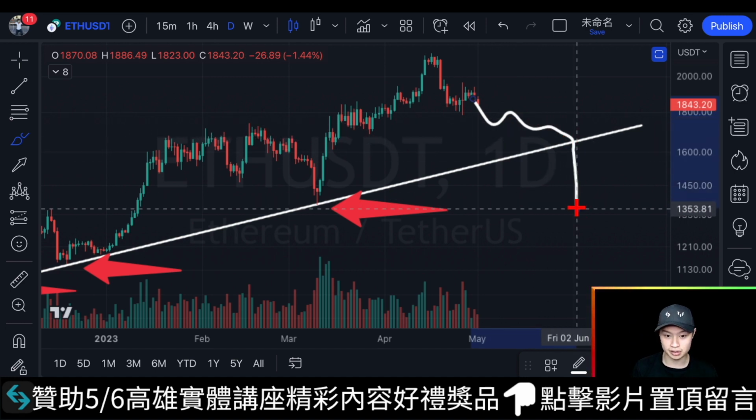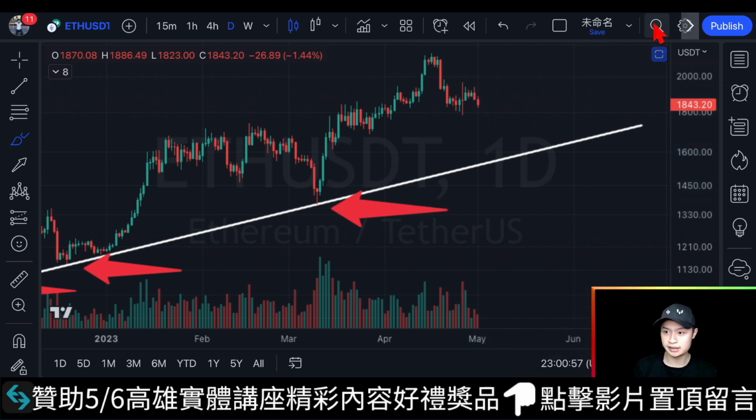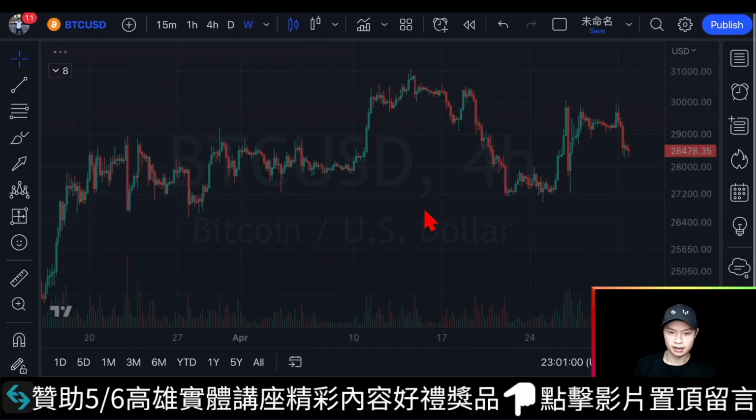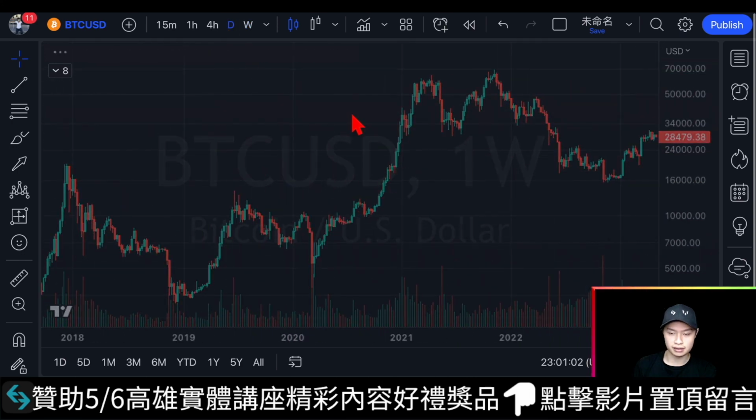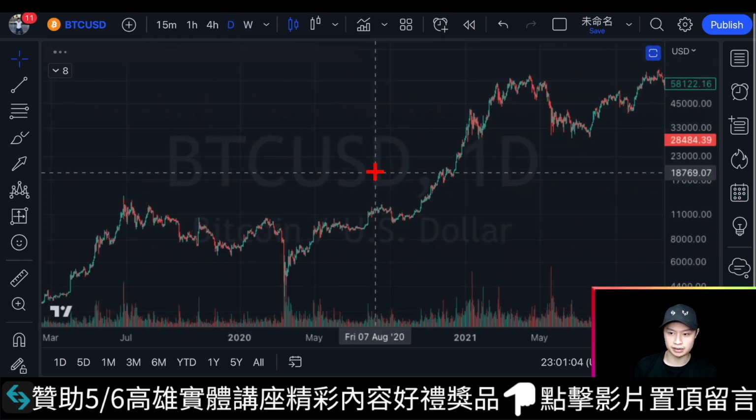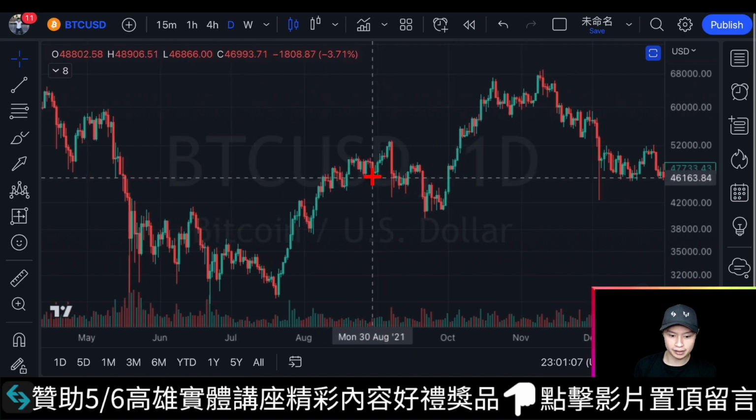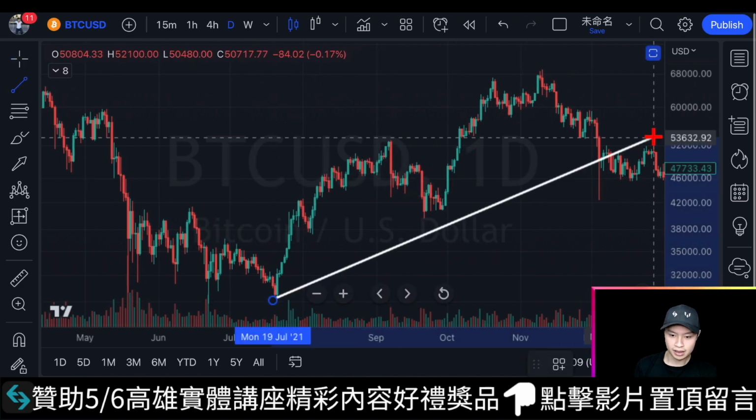I think this trend line is very critical. If we have a pullback in the future, the price must stay above the trend line. Otherwise, this bullish trend will officially end. Like what trend we had before? It's just like the Bitcoin trend we had before.